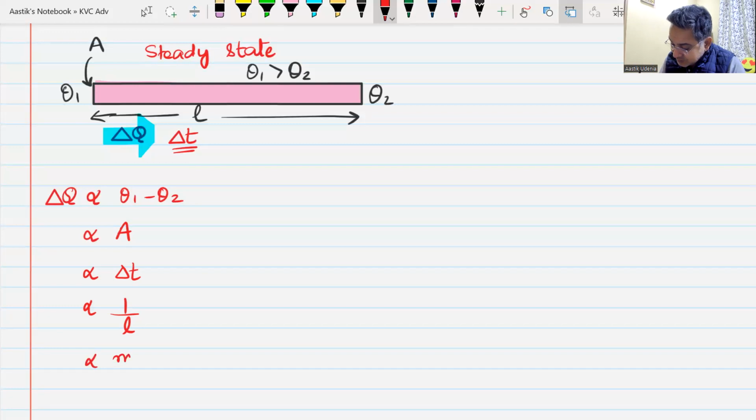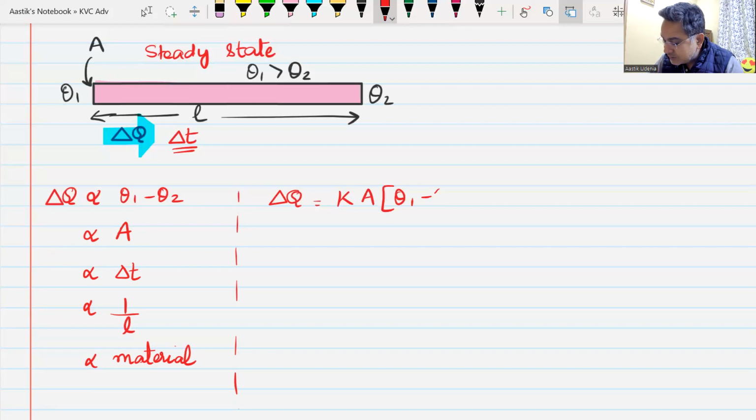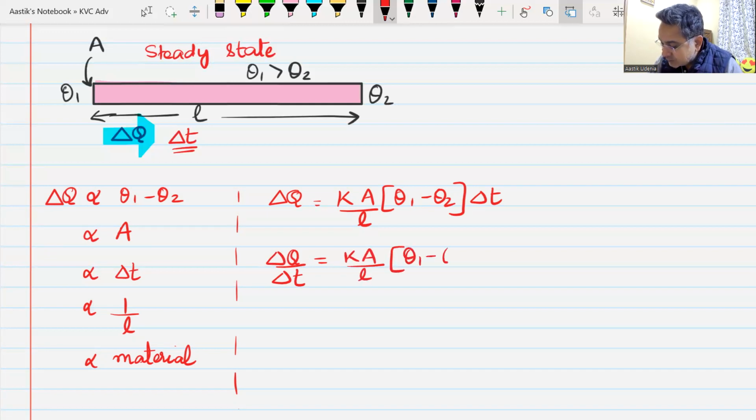It also depends on the material. If the rod is made up of silver, the heat flow would be different. If the rod is made up of iron, heat flow is different. If I put everything together, the formula becomes delta Q is equal to K A (theta 1 minus theta 2) into delta T divided by L. Or I can write delta Q by delta T, the rate at which heat has flown, will be equal to K A by L into (theta 1 minus theta 2).